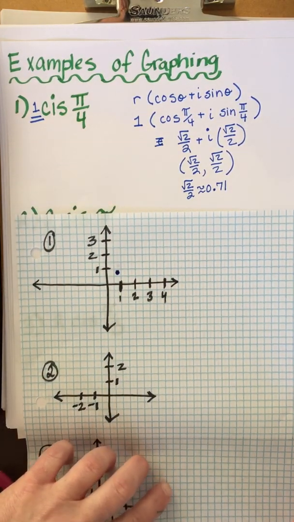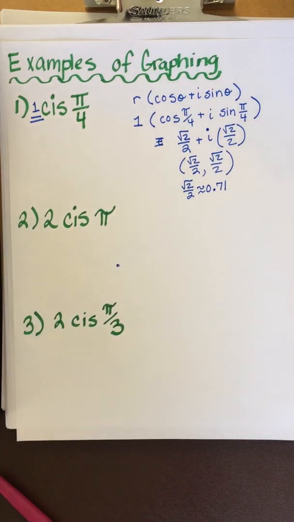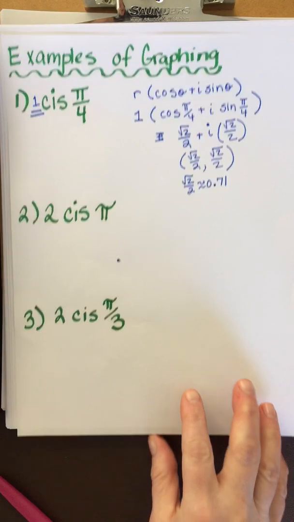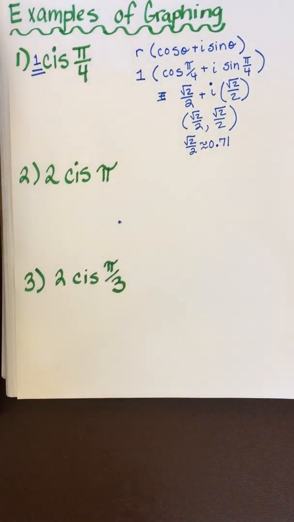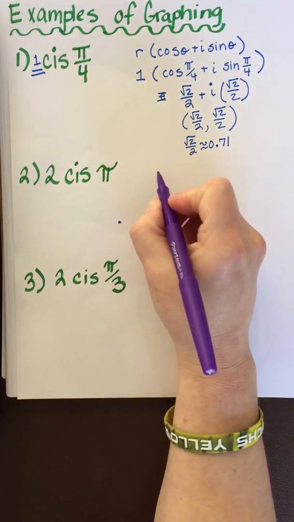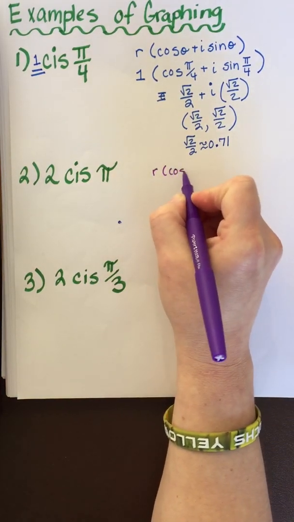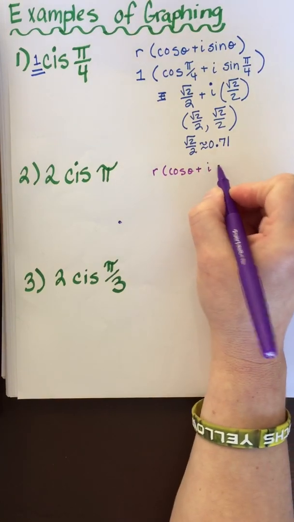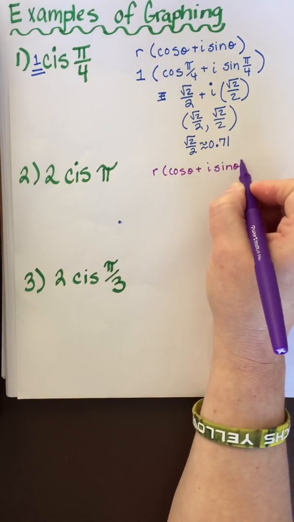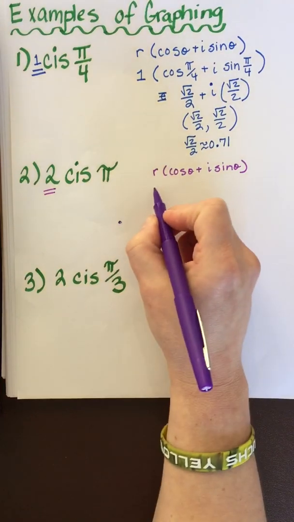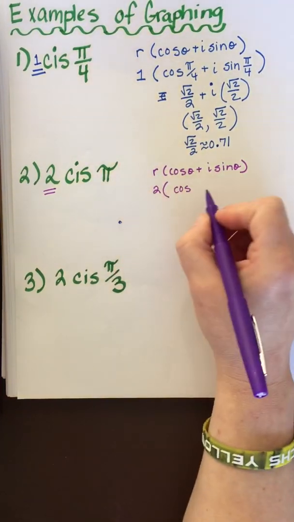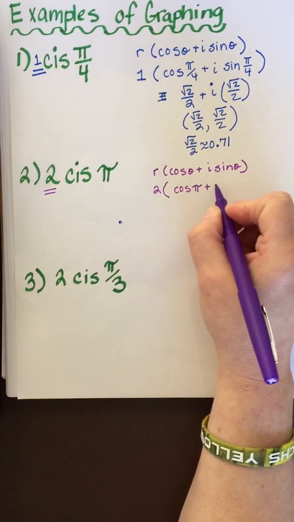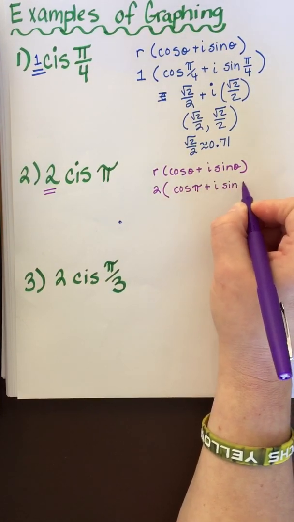All right, let's look at another example. This time we're going to do 2 times the cis of pi. So the formula again is r times the cosine of theta plus i times the sine of theta. And this time r is 2. So that's 2 times the cosine, and for theta we're going to put in pi, plus i times the sine of pi.